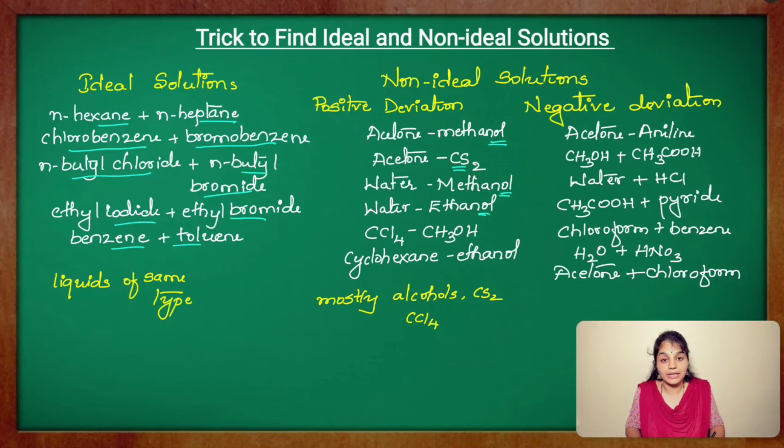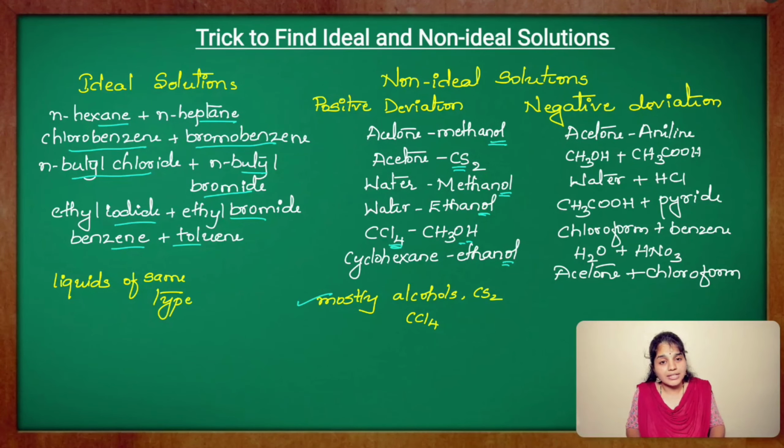In the next example, we have CCl4, carbon tetrachloride and methanol. So OH group is there, CCl4 group is there. So this is an example for non-ideal solution showing positive deviation. Finally, we have cyclohexane and ethanol, again an alcohol. So mostly when we have alcohols, CS2 and CCl4, those solutions are examples for the ones which is showing positive deviation.